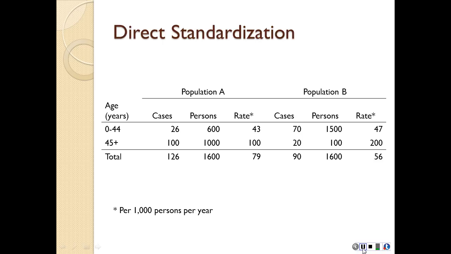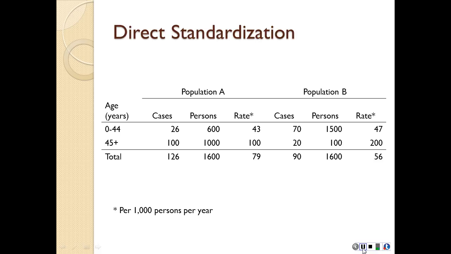So, direct standardization is also called direct adjustment. When we talk about adjustment, we're always talking about some statistical procedure. We're talking about mathematically manipulating the numbers so that we can level the playing field. The direct method we're going to look at uses a reference population as the basis for comparison.